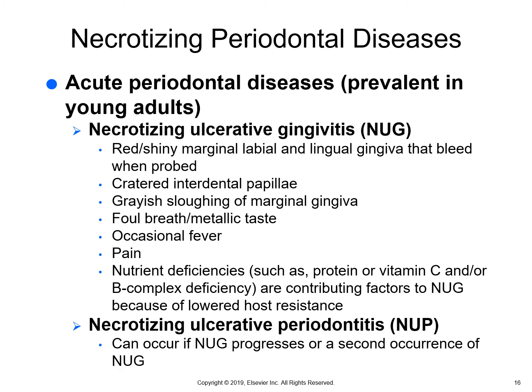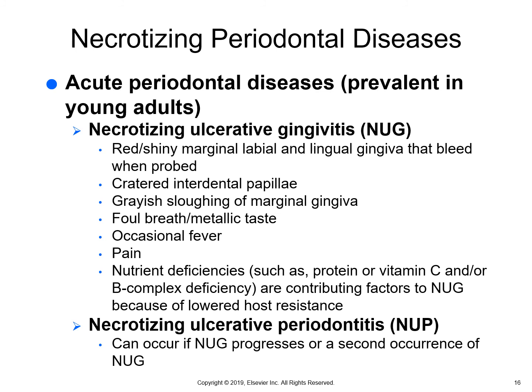Necrotizing periodontal disease is an acute periodontal disease. It's prevalent in young adults. So we've talked about NUG, which is necrotizing ulcerative gingivitis. If that is allowed to progress, it can actually become NUP, which is the necrotizing ulcerative periodontitis. And this can occur if it's allowed to progress without treatment, or possibly this is a patient that's had NUG multiple times.